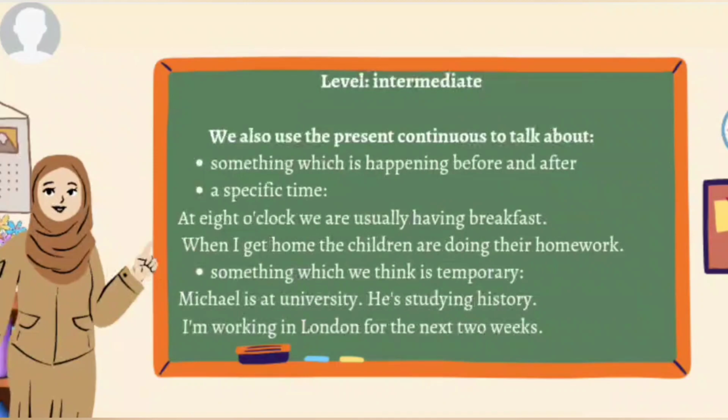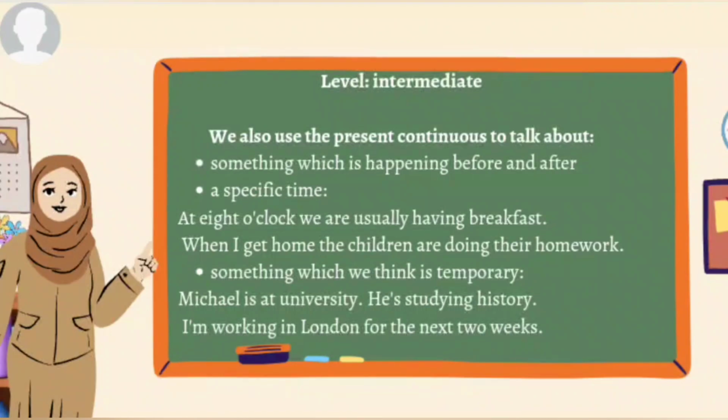Level intermediate. We also use the present continuous to talk about first, something which is happening before and after a specific time. For example, at 8 o'clock we are usually having breakfast. When I get home, the children are doing their homework.